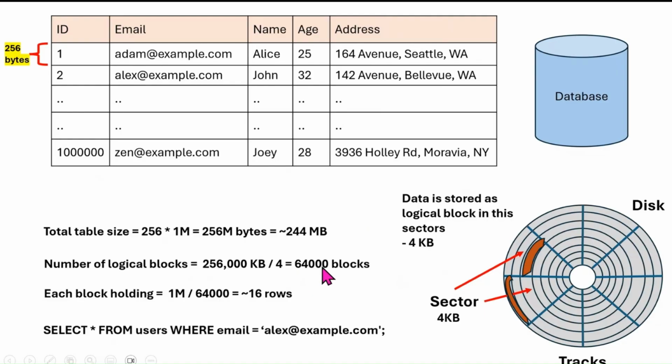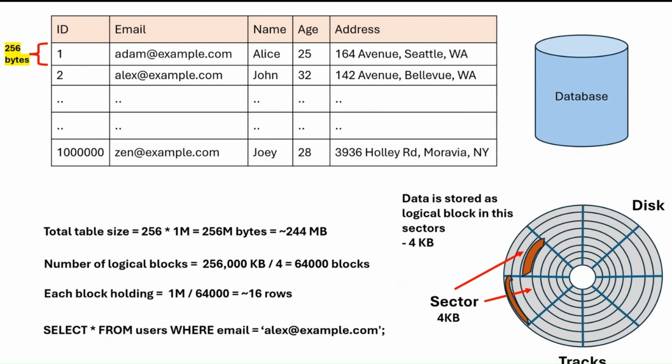Now, parsing the 64,000 blocks, the disk IO is expensive. Right? So this will be a very expensive operation. And if there are too many queries, then it will not work properly.